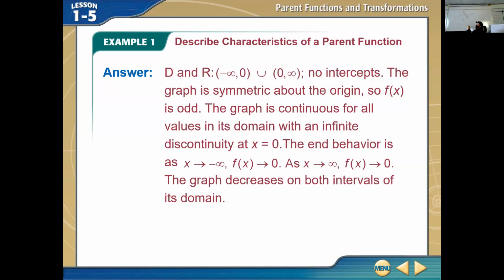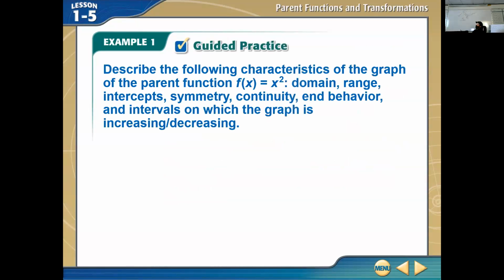Okay, so it's a lot of language in this section. It's not necessarily the hardest section, but it's a lot of language to it because we're analyzing the graphs. Okay, so describing the characteristics of the graph of the parent function x squared.